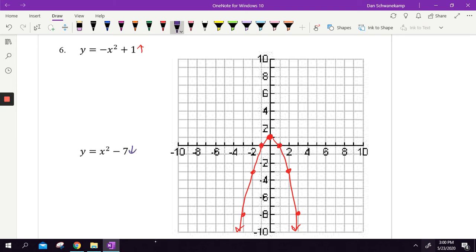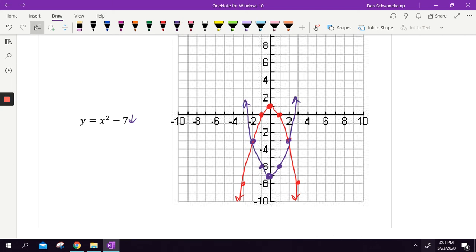Now we need to graph this guy, x squared minus 7. That minus 7 is going to take me down 7. And it's a parabola, so I'm going to go up 1 over 1, up 3 over 1, up 3 over 1. Good news. I have found out where they intersect. Those spots right there, they're going to intersect at -2, -3, and 2, -3. Those are the two answers.